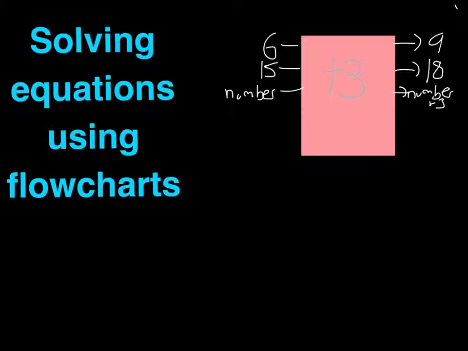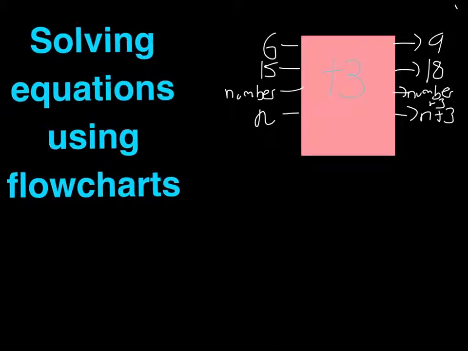Okay? Simple as. As I said to you, mathematicians are lazy, though. I don't want to write number all the time, so I might just write n to be that number. So if I put n into the machine, out pops n plus 3. Remember, n just stands for an unknown number.